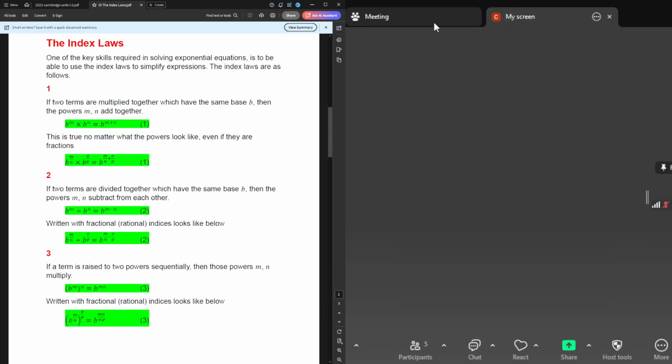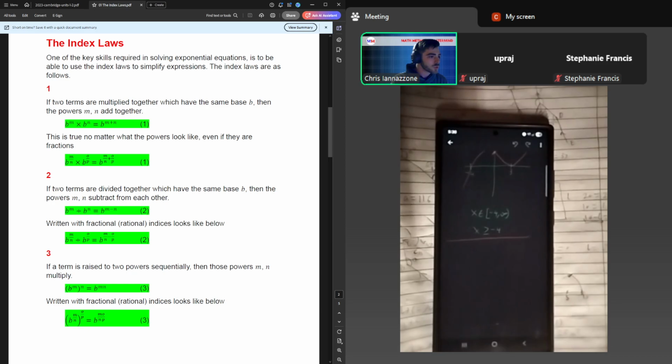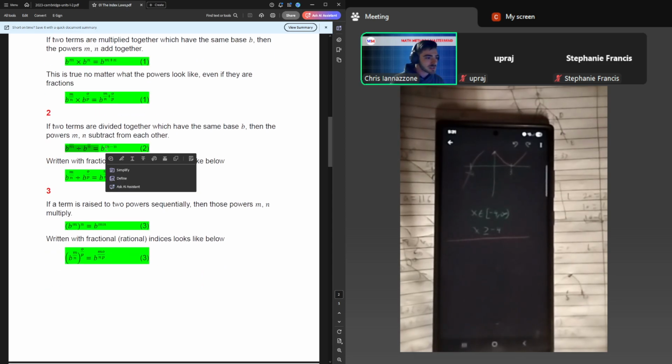So here they are. These are the index laws. We'll be using all of them at some point. And if you haven't already done exponentials stuff, the closest thing you have to having done this before is polynomials, when you'd have x times x squared giving you x cubed. That's what index law 1 is talking about. Same thing with division, right? When you had x squared divided by x, you just get x. You subtract when you divide.